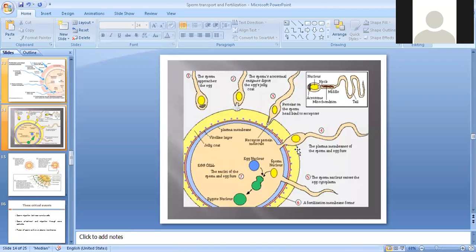So once this sperm head comes in contact with this zona pellucida, there is activation of cortical granules, and the plasma of the ovum and the plasma of the sperm fuse together, which leads to entry of the male pronuclei into the egg, and this is the egg nucleus, this is the sperm nucleus.